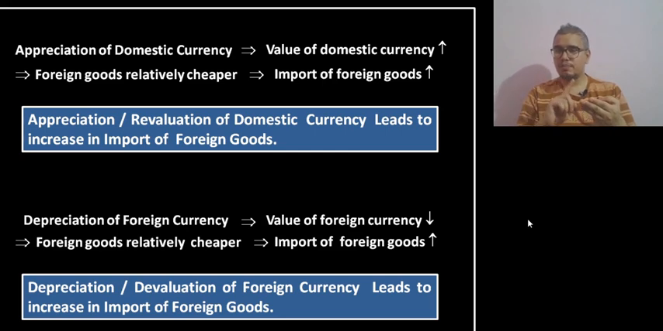Whenever there is depreciation of domestic currency, then the import of foreign goods will fall. And whenever there is appreciation of domestic currency, then the import of foreign goods will rise. Okay, so these were the 4 conclusions that we draw, and if we are to draw the conclusion in terms of foreign currency, we have also done that.